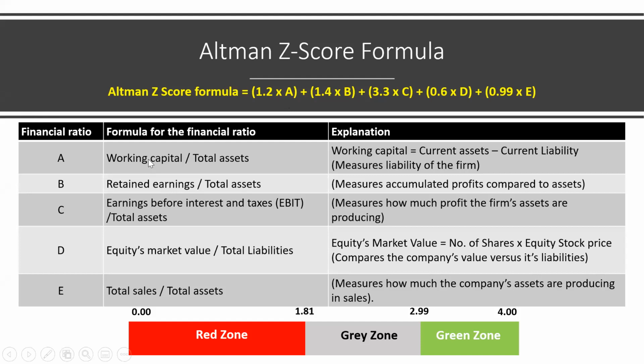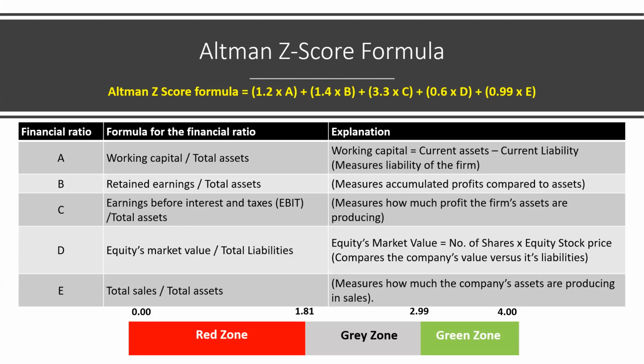A is nothing but working capital divided by the total assets. Working capital can be calculated by current assets minus current liabilities. So this ratio measures the liquidity of the firm. What are the liabilities the company is having? Then B talks about the ratio of retained earnings by total assets. It measures accumulated profits compared to assets. If the company is having more accumulated profits, then they can make more investments and make more money with those investments.